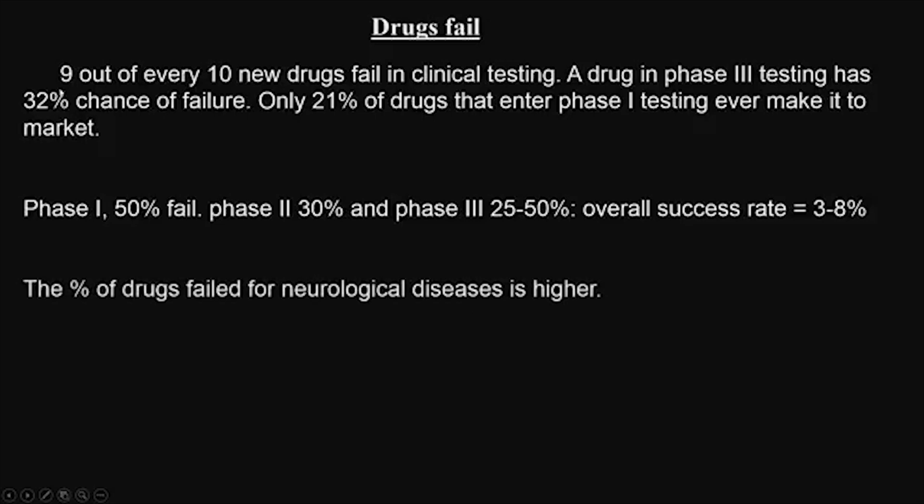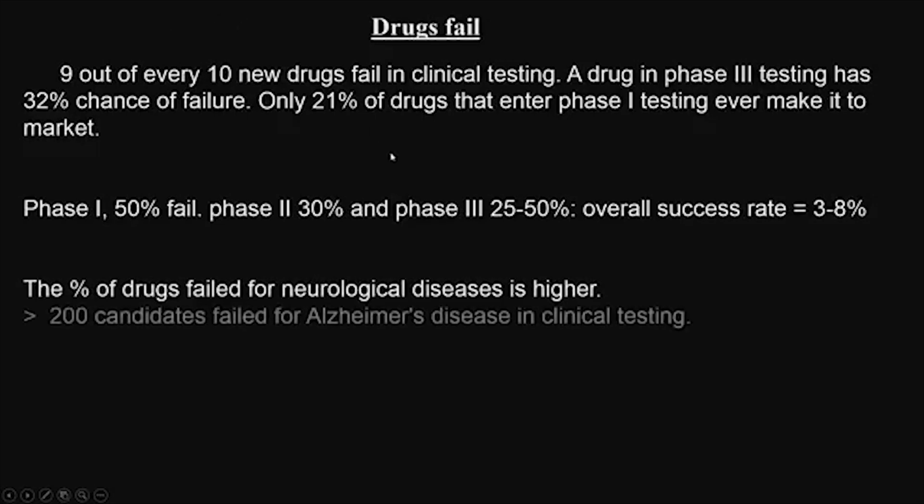Okay. And the percentage of drugs failed for neurological diseases is higher, because neurological diseases are much more complicated. The drug has to enter the brain region and then do its job, whereas the remaining drugs for inflammation or cancer or stomach pain or fever do not have to go to the brain region. Okay. The requirements are very different. So, that is why the percentage of drugs failed for neurological disease is higher.